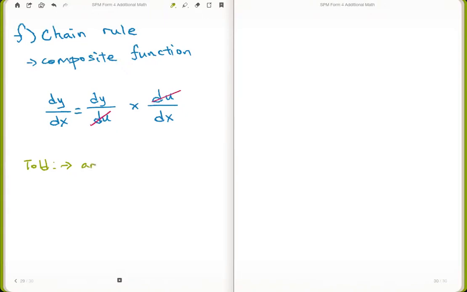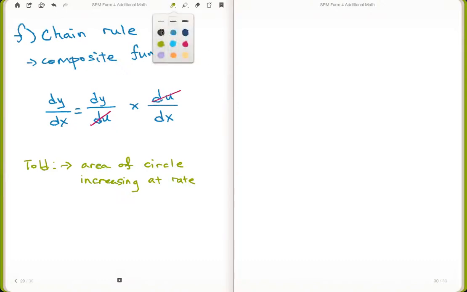Area of a circle increasing at a constant rate of certain number. So area of the circle increasing at the rate. At the rate is the keyword. So whenever you have a rate with your keyword here, this rate word, that would be over time. So therefore, the area increases over time. I would put it into equation form.